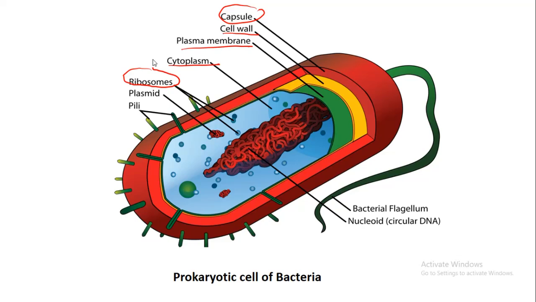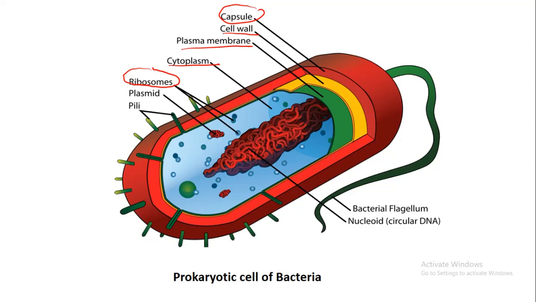Ribosomes are a special feature which are found in both eukaryotic cells and what? Prokaryotic cells. As a result, these ribosomes are normally said not to be organelles, because one component of prokaryotic cells is that these cells do not have organelles.